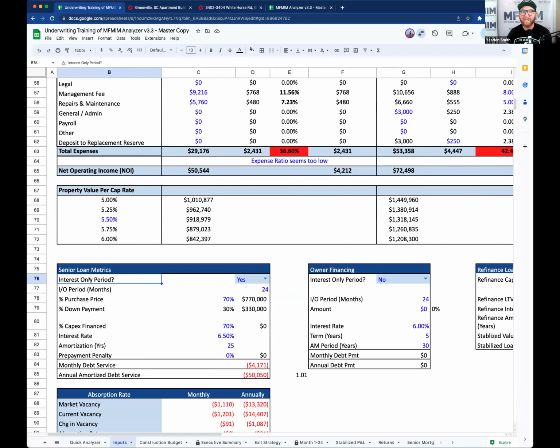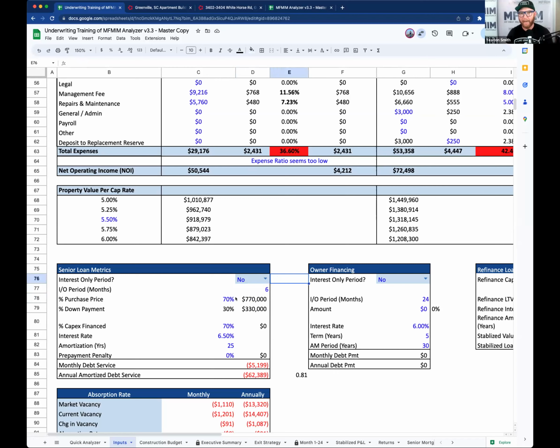So first off, is there an interest-only period? For our purposes, we're going to say no, there's no interest-only period, where the loan is amortized from day one. So if there were an interest-only period, we would update this number right here, say a 6-month interest-only period. But in this situation, for this training module, no, there's no interest-only period.